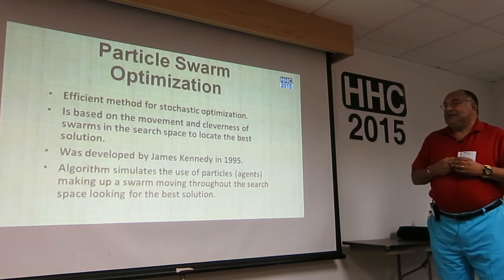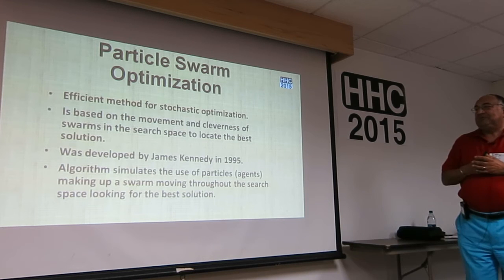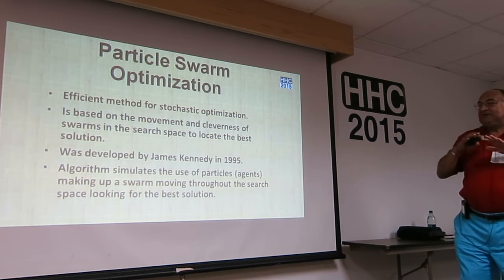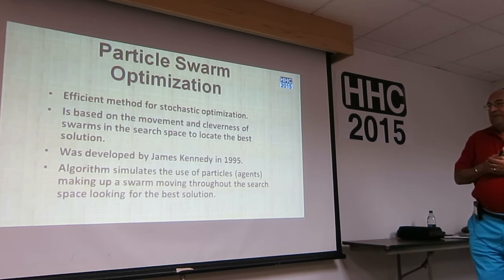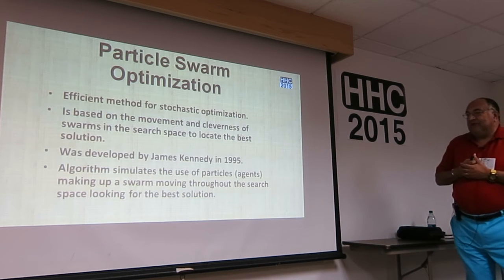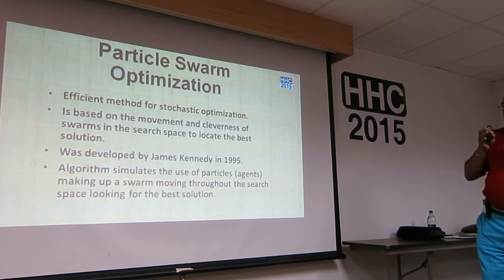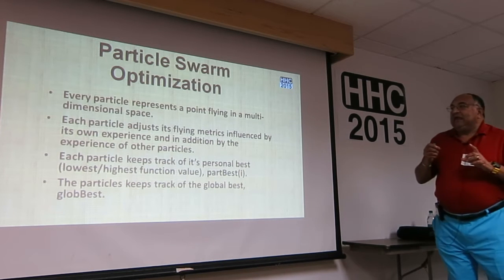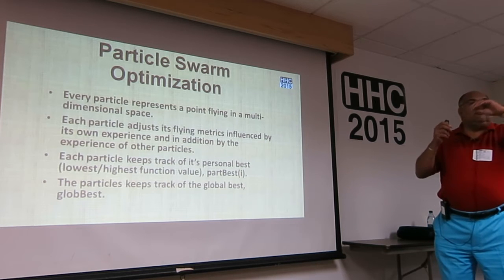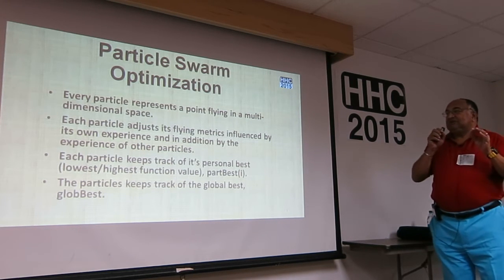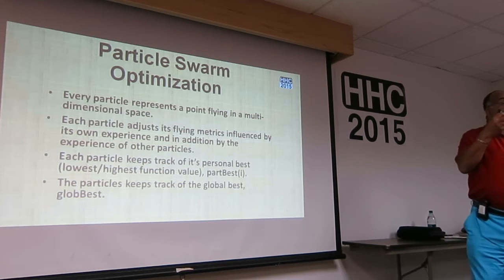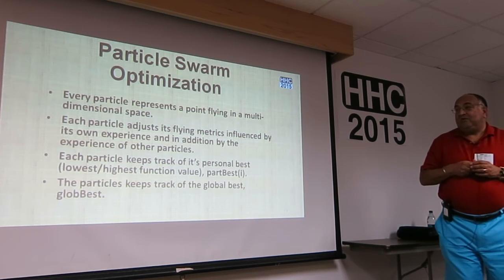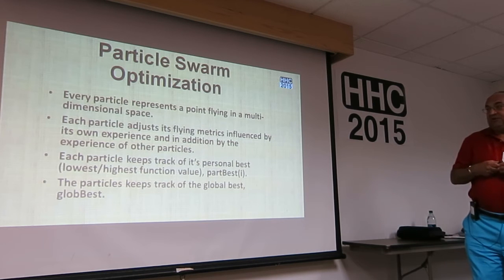Okay, particle swarm optimization. It's an efficient method for stochastic optimization. It's based on the movement and cleverness of swarms in the search space trying to locate the best solution, be it minimum or maximum. It was developed by James Kennedy in 1995, and the algorithm simulates the use of particles or agents making up swarms moving through the search space. Every particle represents a point flying in a multidimensional space. Each particle adjusts its flight, influenced by its own velocity, its own personal best, and the global best. So there are three components that determine how fast it changes its coordinates.